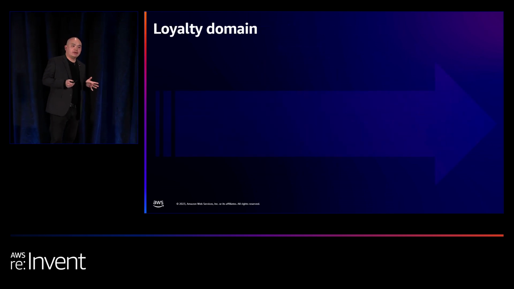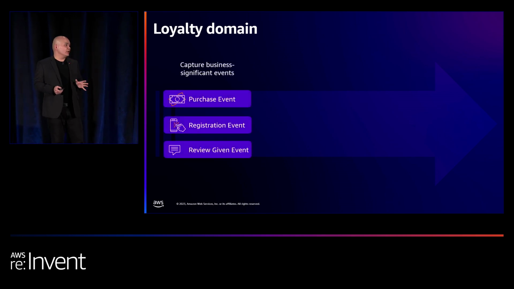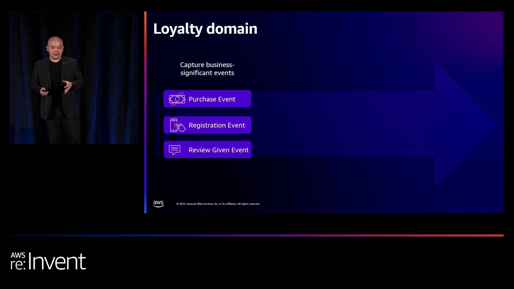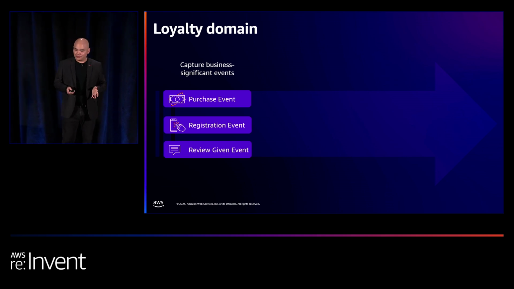And before diving deep into the technical solution, I would like to provide a little information on the basic requirements of the loyalty domain. So first thing, the loyalty domain is going to capture the business significant events from the other domains. For example, in our use case, it's going to be the purchase event from the retail domain, or it could be the registration event from the profile domain, or it could be the review given event from the user feedback domain as well.